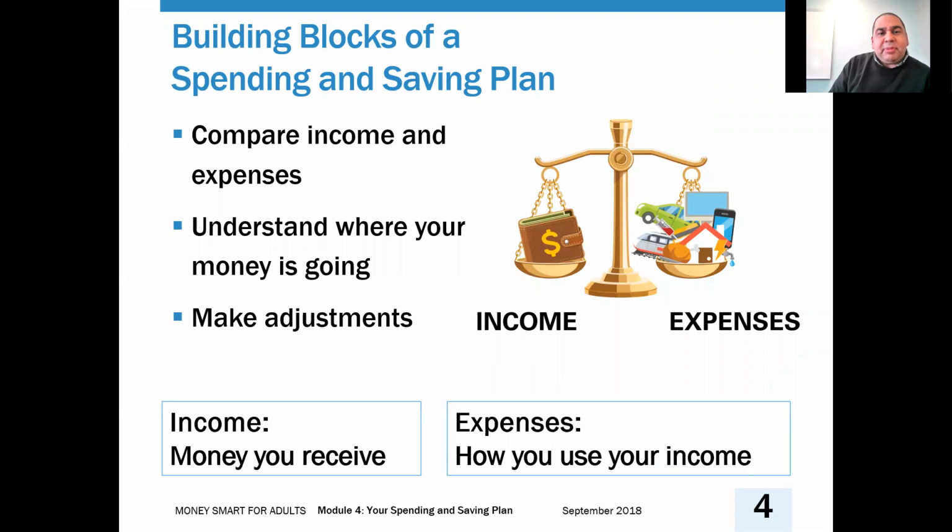So, building blocks of a spending and savings plan. Compare income and expenses, understand where your money is going, and make adjustments. You want to make sure that your income is equal to your expenses, or for the most part, that they at least balance out one another. Your income is the money that you receive, and your expenses is how you use your income.